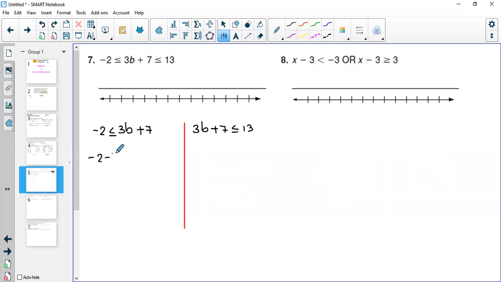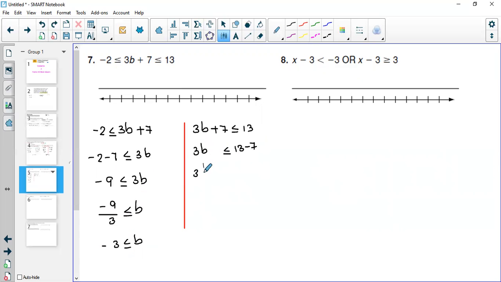Negative 2 minus 7 is less than or equal to 3b, because I'll move the positive 7 to the other side. So negative 9 is less than or equal to 3b. Negative 9 divided by 3 is less than or equal to b, so negative 3 is less than or equal to b. This is the first solution we got for our inequality. Let's solve the next inequality. Here we have 3b is less than or equal to 13 minus 7, which means 3b is less than or equal to 6. b is less than or equal to 6 divided by 3, so b is less than or equal to 2.